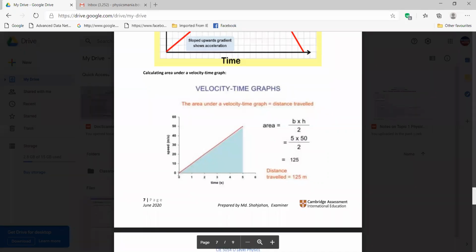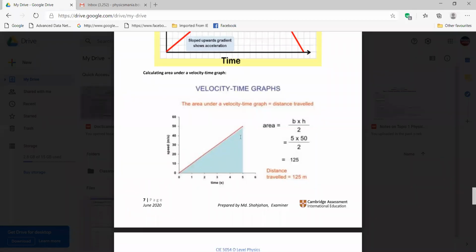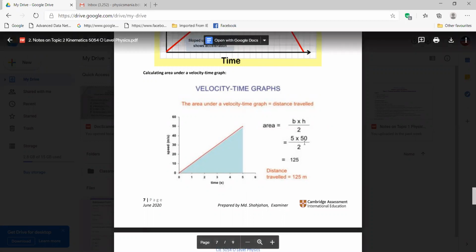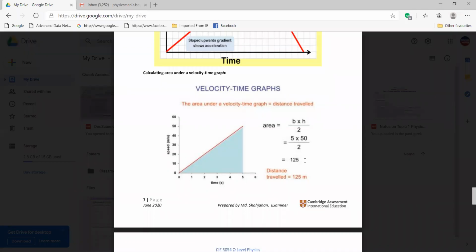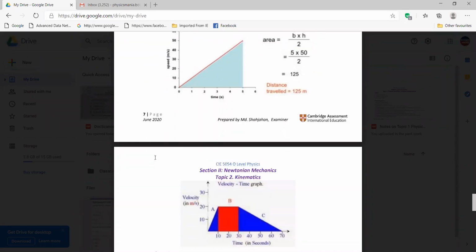Now the example. They gave you this line, right? Speed time graph, and they are saying to find the area under the graph, and the area under the velocity time graph is giving you the distance traveled. Area of the triangle is half base into height, right? Base is 5 here, height is 50, then half into base into height is 125, then distance traveled is 125 meter. Done, right? This one is simple.